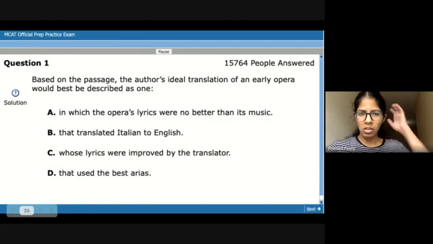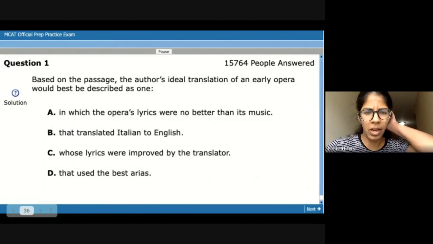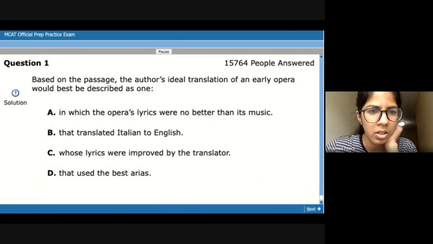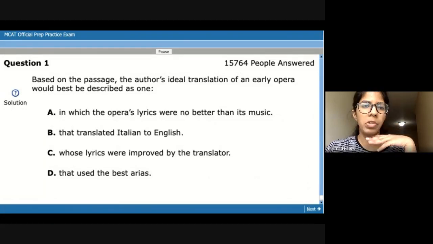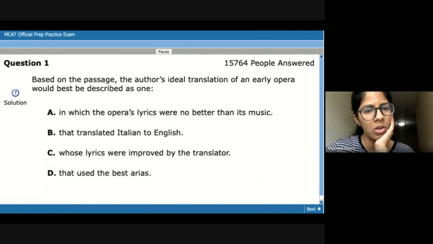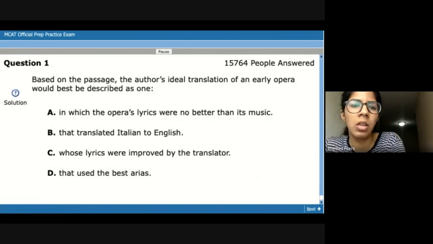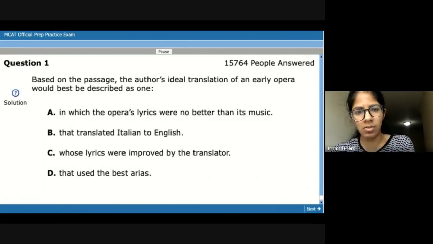I thought this was a pretty difficult passage, so it's good to practice with that. The first question says, based on the passage, the author's ideal translation of an early opera would be best described as one in which the lyrics were no better than its music but translated from Italian to English, or whose lyrics were improved by the translator, or that used the best arias. We're seeing C's.